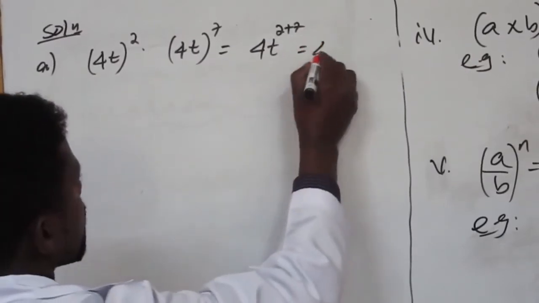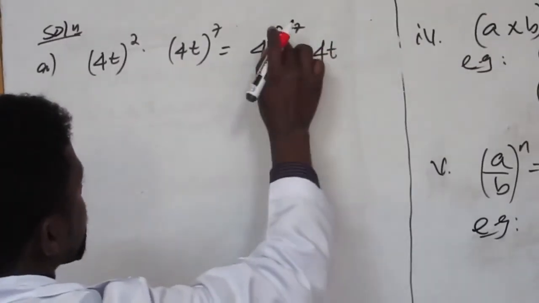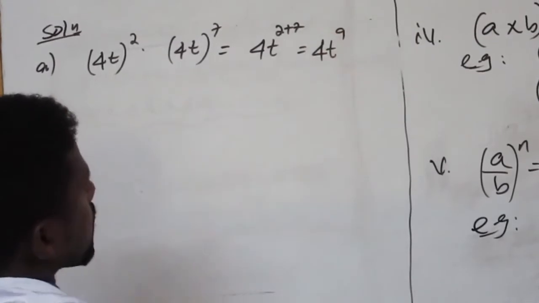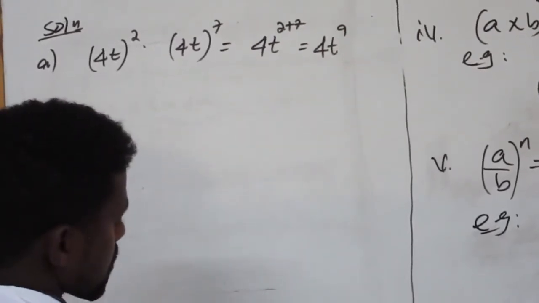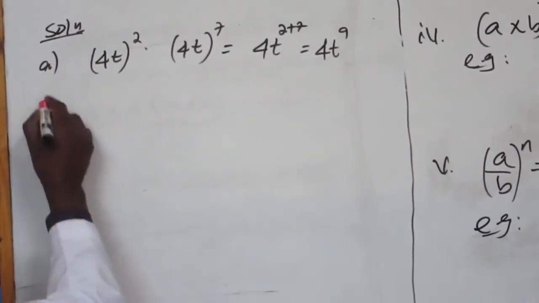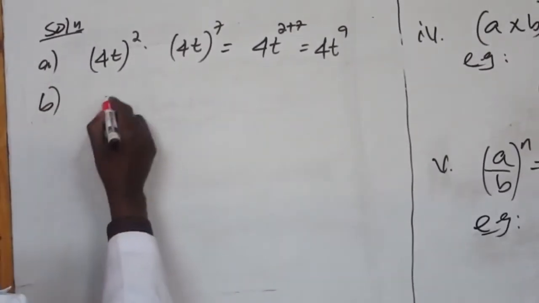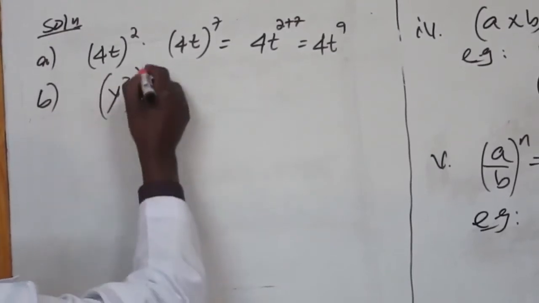Therefore, we can say that 4 to the power of 2 plus 7 is 4 to the power of 9. Yes? 4 to the power of 9 can be simplified, or is equivalent to this one. And (b): y to the power of 3, the whole to the power of m.